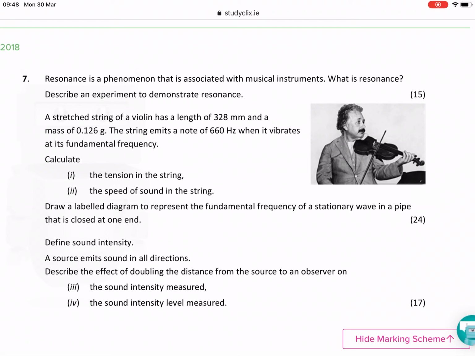Morning, fifth years. Just wanted to run through a correction for the exam paper question that I gave you on Friday. So I'm just going to use the question here from Study Clicks and the marking scheme, nice and simple, just to run through and make sure that we're clear on what's happening.